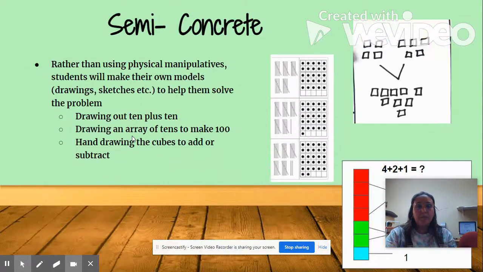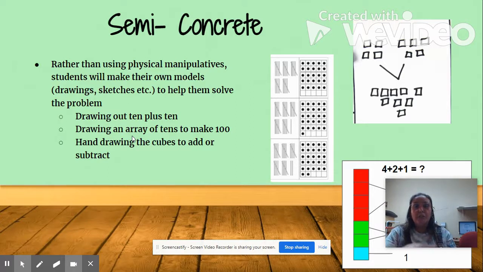In the semi-concrete stage, rather than using physical manipulatives, you're going to see your students making the model themselves. They're drawing out those cubes, counting them by color, maybe sorting them on their paper. If the word problem says, Jesse had 5 cubes, Ronan had 3 cubes, how many did they have all together? The kids can identify that by drawing out 5, then drawing out 3, and coming up with that drawing or sketch to help them solve the problem.